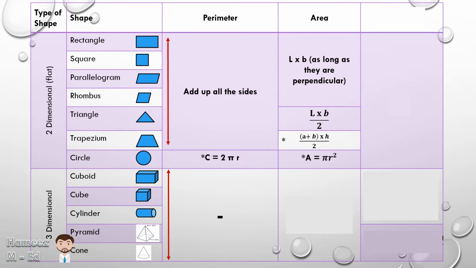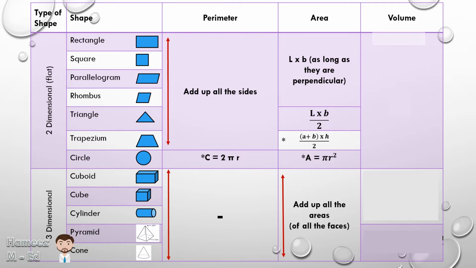And how do we find the area of the 3D shapes? Well, all those 3D shapes have multiple sides. So what they will be asking us is to find the surface area, or the area of all the surfaces. So what we need to do is find the area of each surface and add it up.